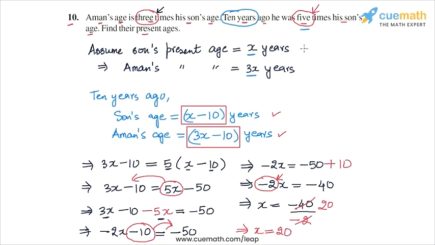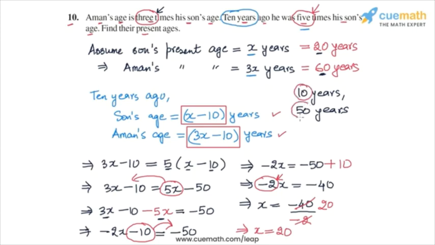So this means that now we can find the present ages. So the son's present age, which was x years, is 20 years, and Aman's present age, 3x years, is 60 years. And finally, let's quickly check if this answer is correct. If today their ages are 20 and 60 years, then 10 years ago their ages would have been 10 years, 20 minus 10, and 60 minus 10, which is 50 years. So 10 years ago, the son would have been 10 years old and Aman would have been 50 years old.